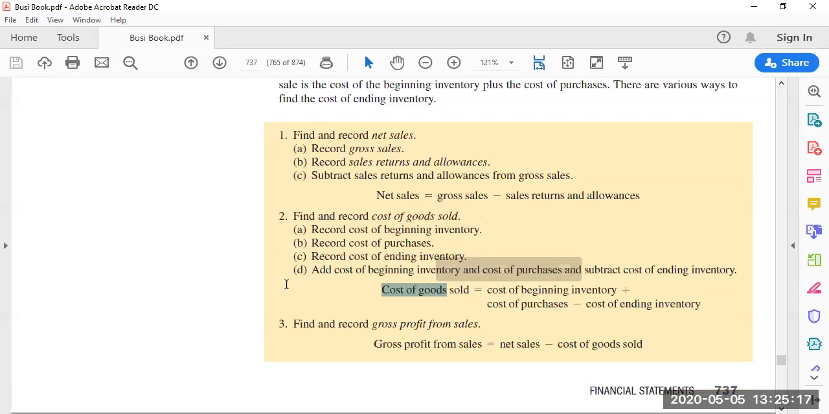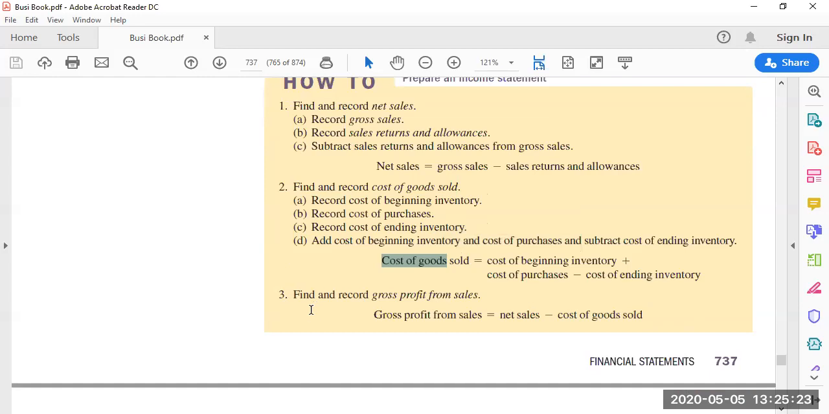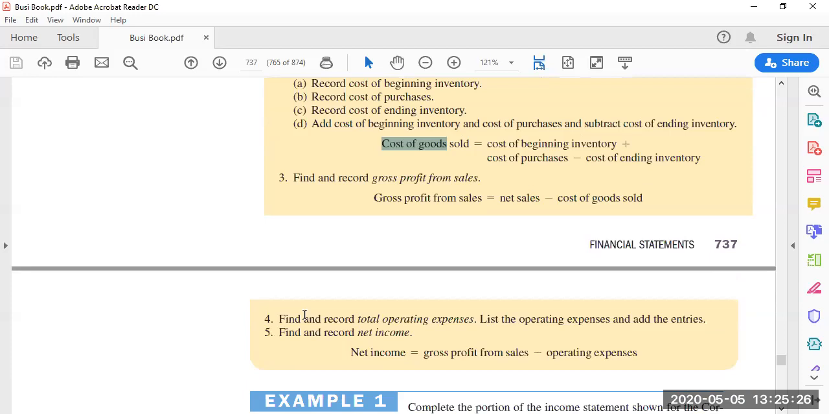The next step in preparing this income statement would be to find and record our gross profit from sales. Our gross profit from sales would be our net sales minus the cost of goods sold. That would be our gross profit from sales. Then we move on and find and record the total operating expenses. You have to keep track of all of these things. Remember, this is accounting, and we must account for all sources of income as well as all uses of income, which are expenses. We must keep track of all of that.